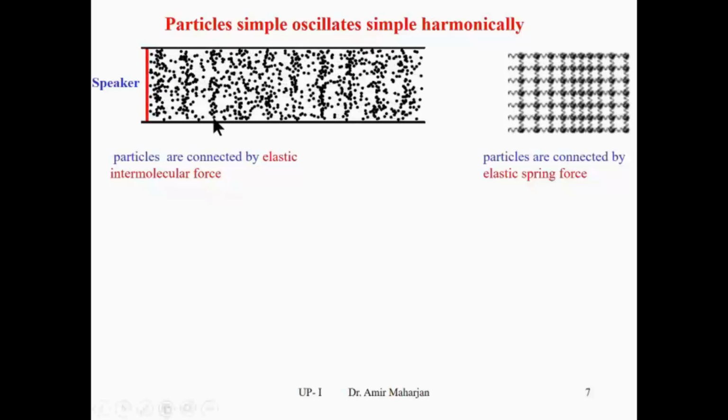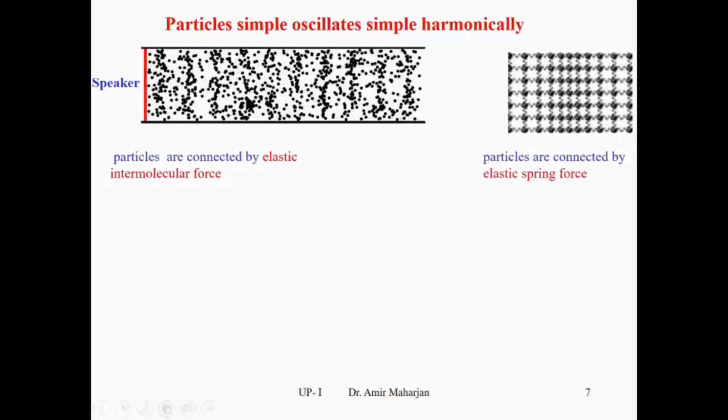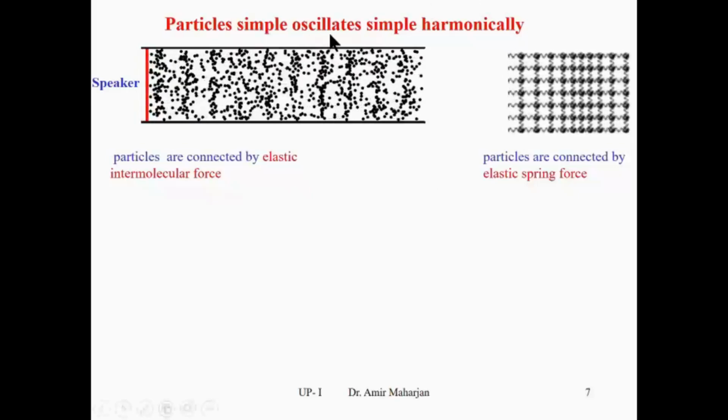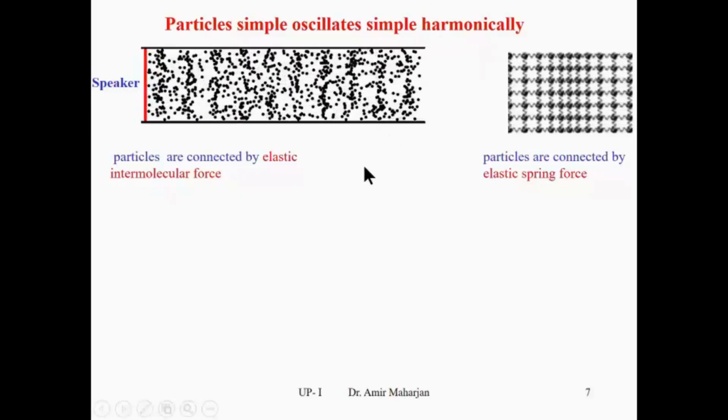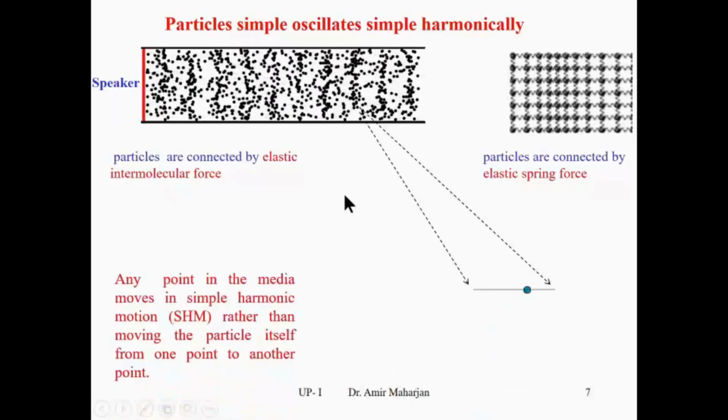So again, here's an example of a longitudinal wave, right? Particles simply oscillate simple harmonically, and it transmits energy. The particles of the medium are not transferring from one point to another. It's just vibrating. In this animation, it clearly shows the particles in the medium. It's just a simple harmonic oscillator, oscillating to and fro.